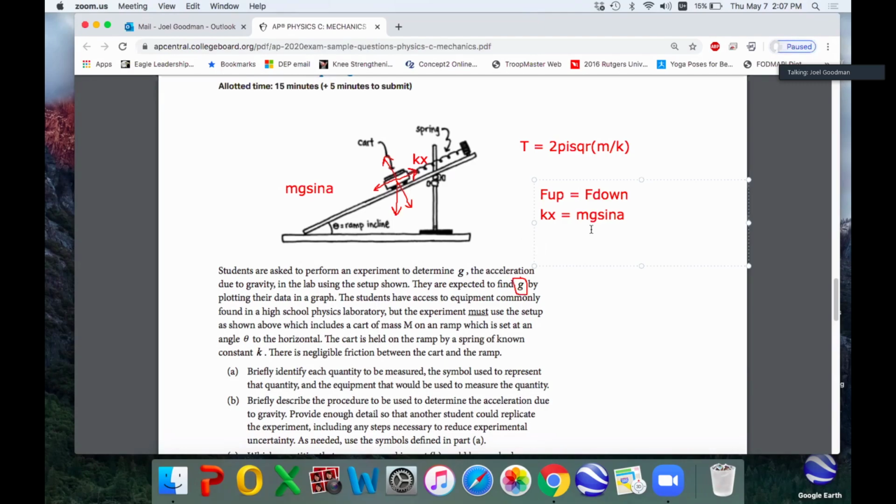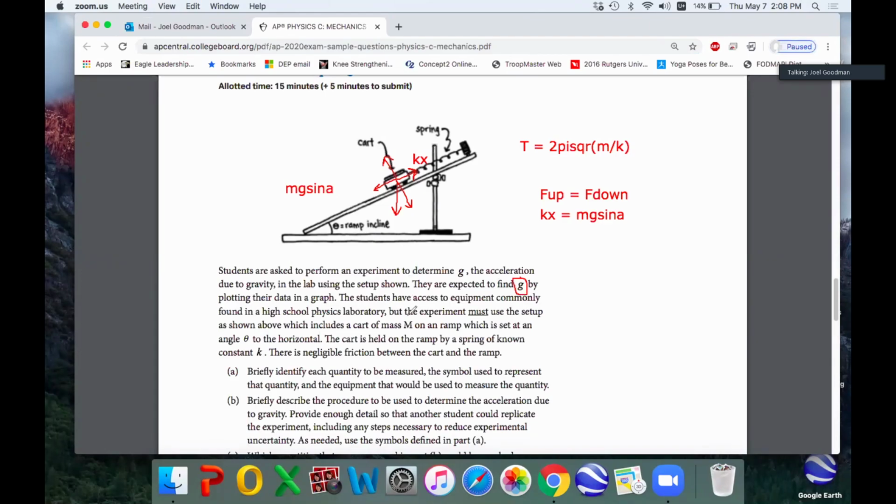But you don't need to make a graph. You could just calculate g. But that's not what they want. And why not? Because it's only one measurement. What else are you going to do then? What could you change? The mass on the cart.